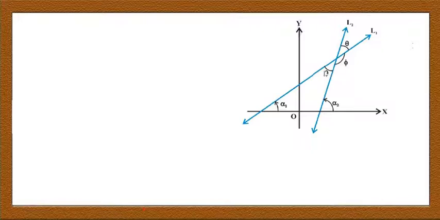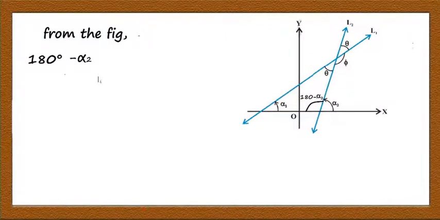Now, this angle is theta and this angle is 180 minus alpha 2, because this angle is alpha 2 and the sum of these two angles is 180 degrees. Now, from this figure, 180 minus alpha 2, alpha 1 and theta are the angles of a triangle, and the sum of the angles of the triangle is 180 degrees.